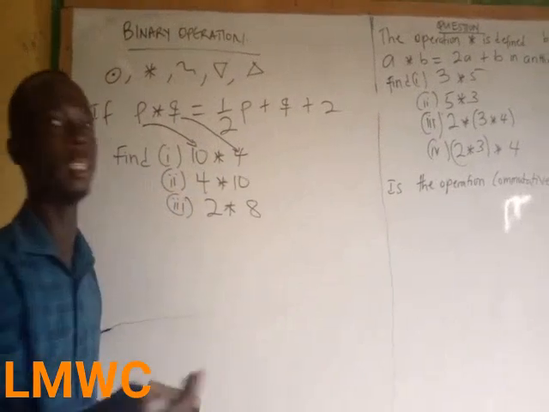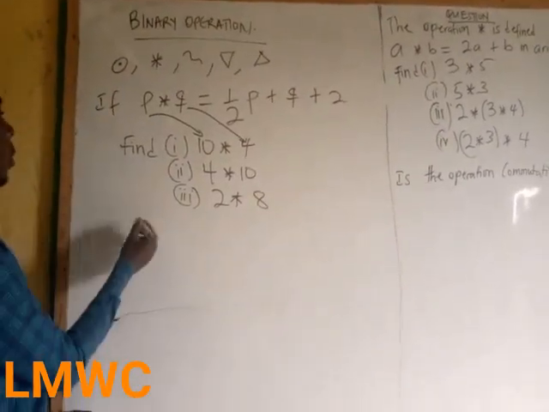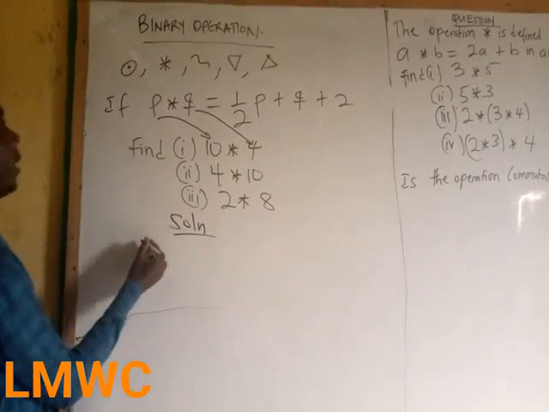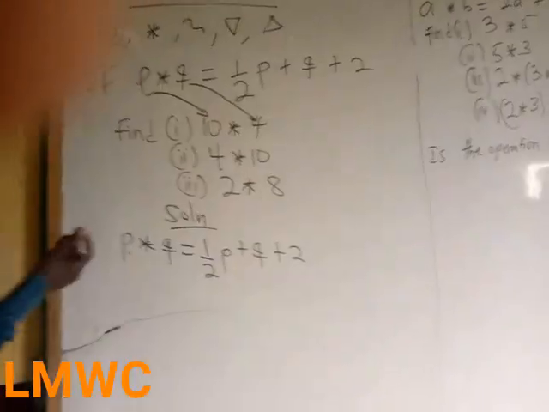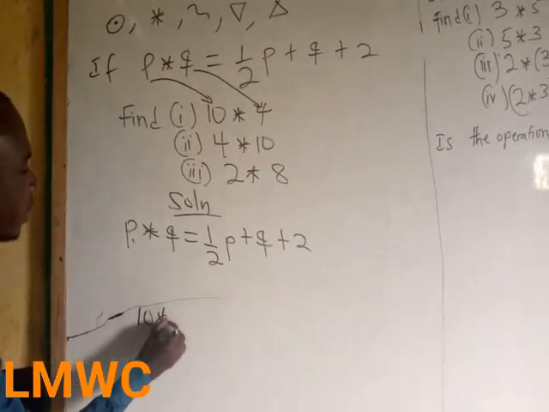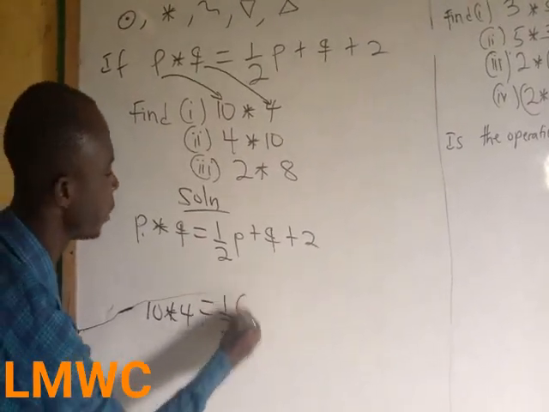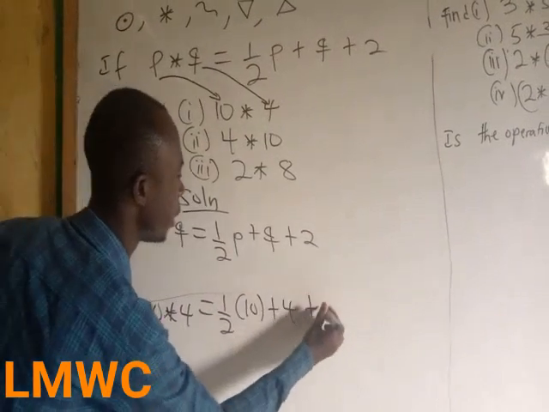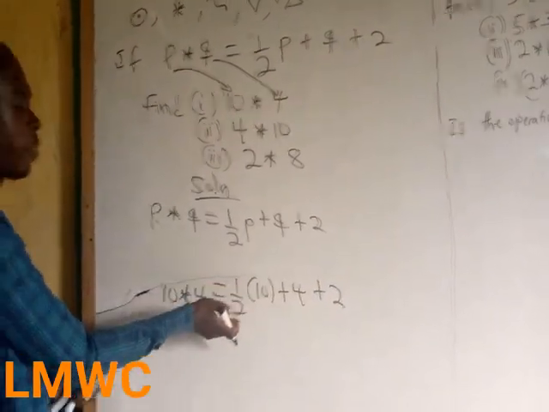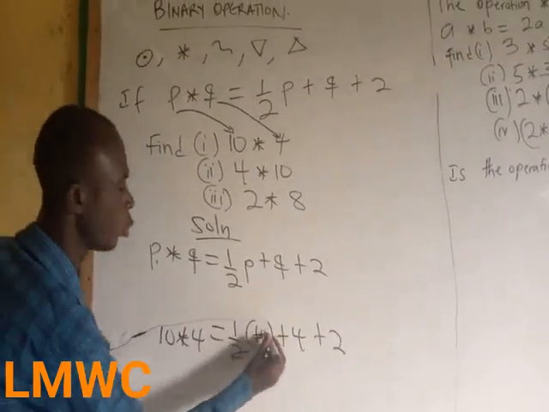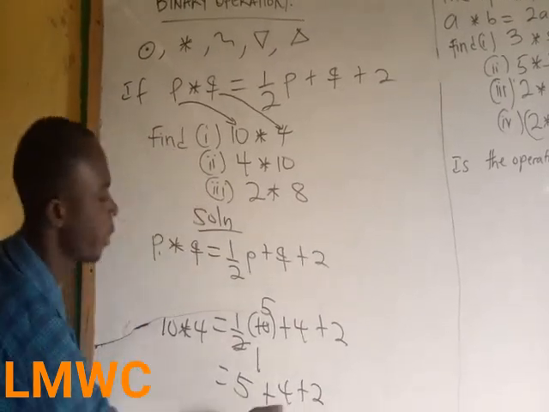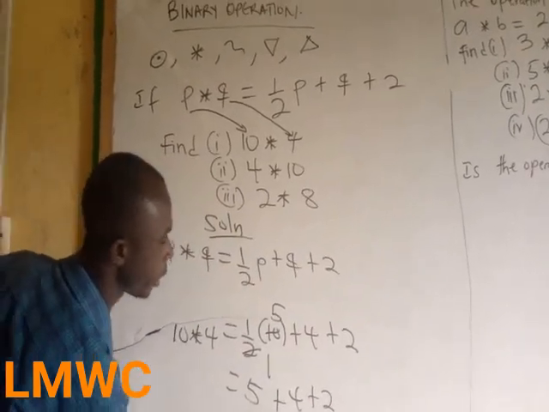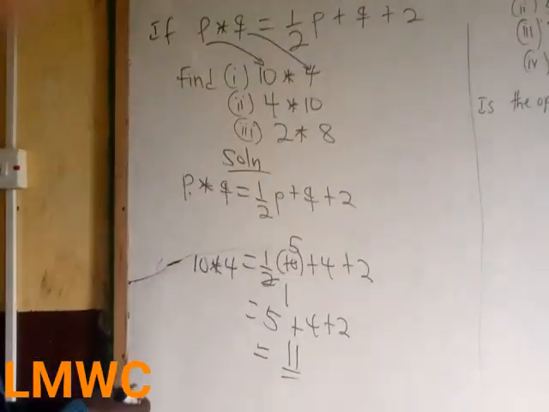And always, as I say, they will give you the formula. So you first write down your formula. P star Q is equal to 1 over 2 of P plus Q plus 2. So we want to solve for the first question, 10 star 4. It becomes half into bracket 10 plus 4 plus 2. This means half times 10, so 2 goes into 2 once, 2 goes into 10 five times. It becomes 5 plus 4 plus 2. And 5 plus 4 is 9, 9 plus 2 is 11.